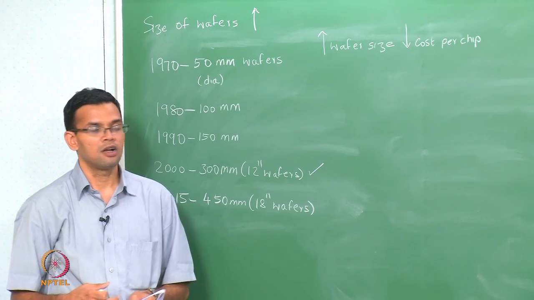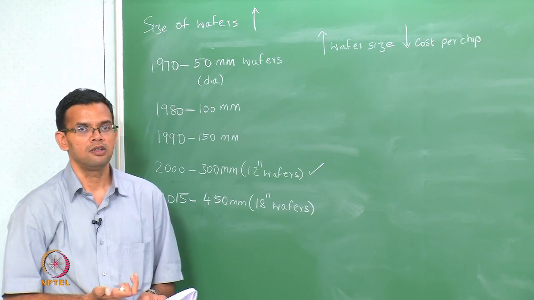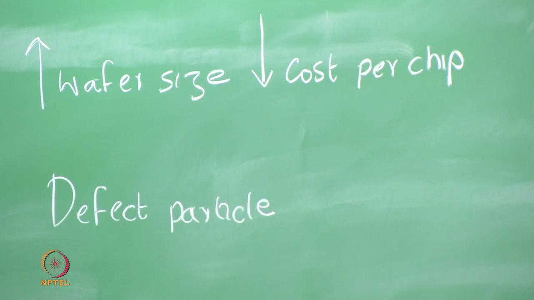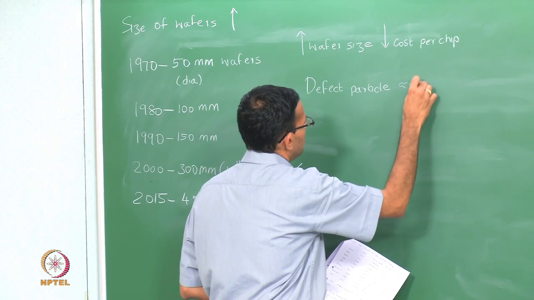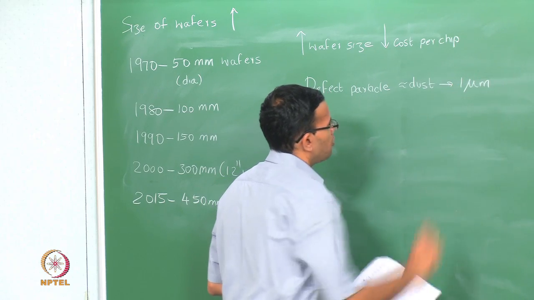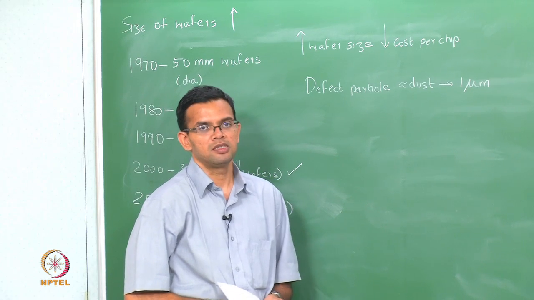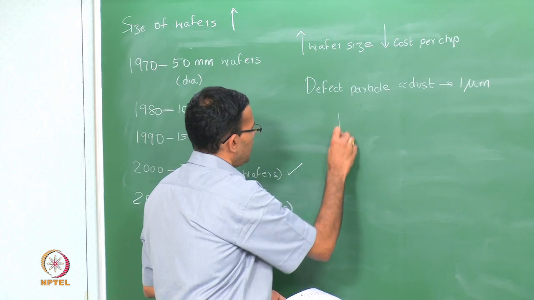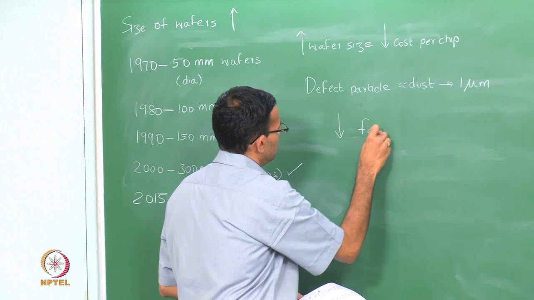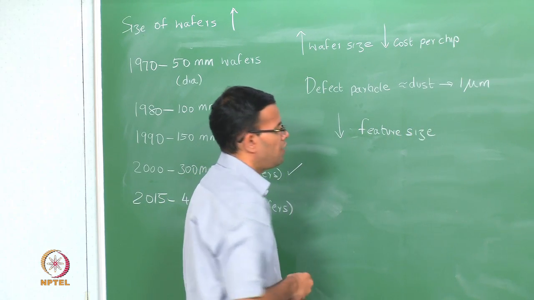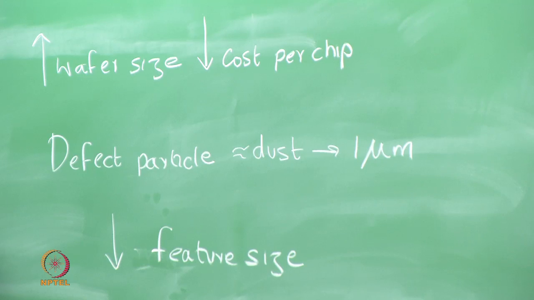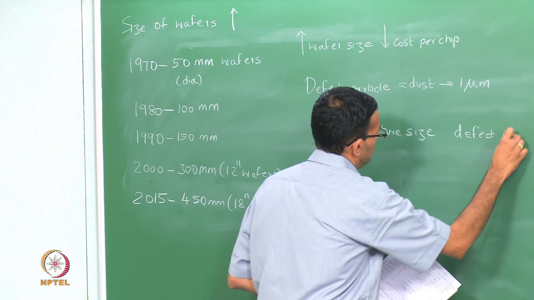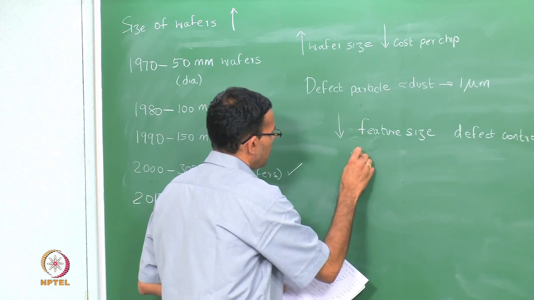With reducing feature size, controlling the defects in the wafers is also very critical. For example, if you have a defect particle, this could be a typical dust particle. It usually has a size around say 1 micrometer. If the feature size is 10 micrometers, as we saw in the earliest IC, a 1 micrometer dust particle is okay. But with reducing feature size, if your feature size is of the order of nanometers, a 1 micrometer particle can essentially destroy the device. So, with reducing feature size, defect control becomes very important.